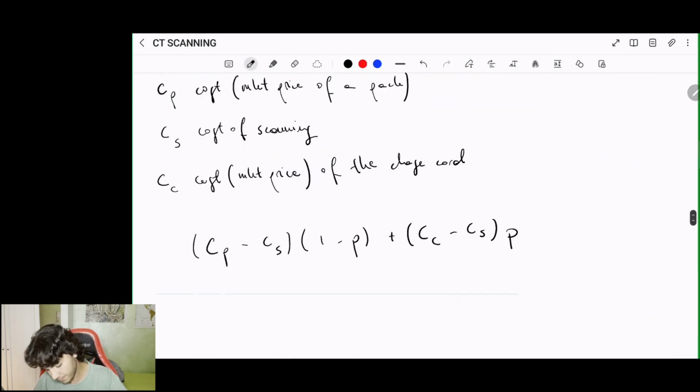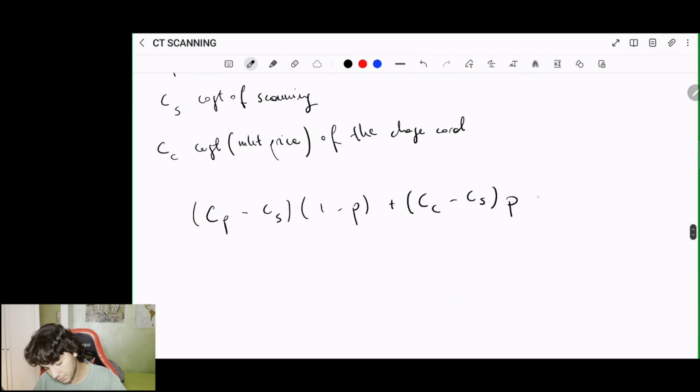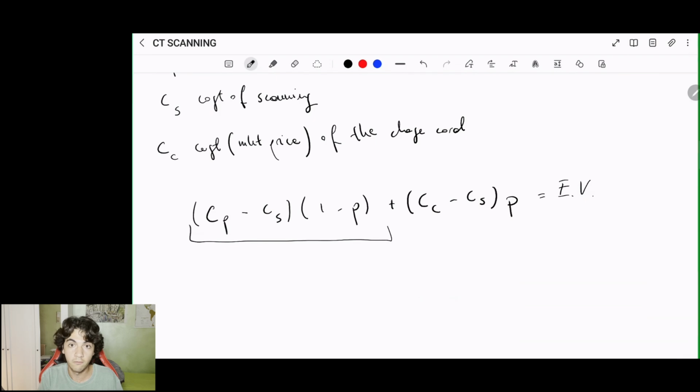So that is your expected value of scanning the box. I hope that was clear. When you scan the box, you're going to be left with the cost of the pack minus the cost of scanning with probability 1 minus P, so basically the chances of you not finding the chase card, and then with probability P, you're going to be left with the value of the chase card minus the cost of scanning.